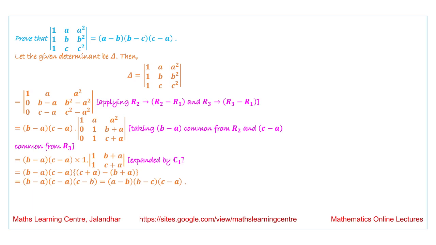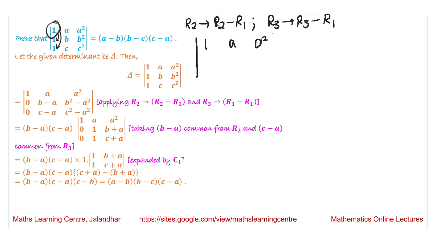Next is prove that the determinant, this value, is equal to a minus b, b minus c, c minus a. So if we look at these terms, this is 1 over here. So with the help of this one, we can make both these terms equal to 0. So we are performing the operation row 2 becomes row 2 minus row 1, and row 3 becomes row 3 minus row 1. So what we obtain from this is 1, a square. These two values will become 0. Then we have b minus a, b square minus a square. This value is c minus a, this is c square minus a square.